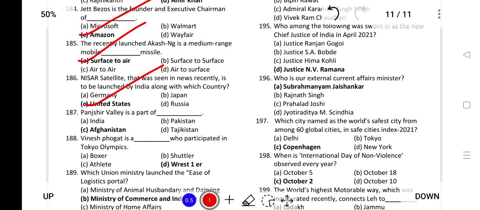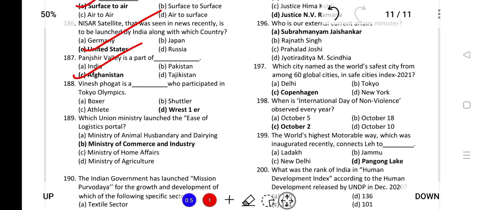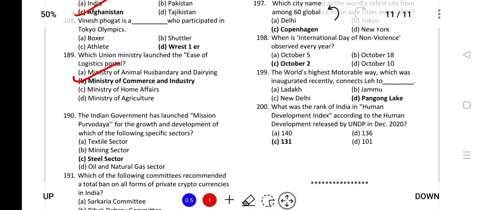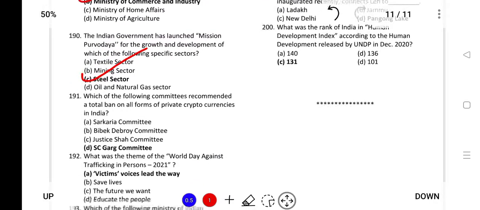Panjshir Valley is a part of Afghanistan. Vinesh Phogat is a wrestler. Ease of logistics portal was launched by the Ministry of Commerce. The Indian government has launched a mission Purvodaya for the growth and development of which of the following sectors? It is the steel sector. Which committee recommended a total ban on private cryptocurrency? HC Garg Committee.